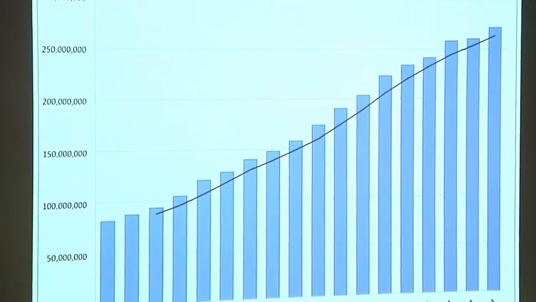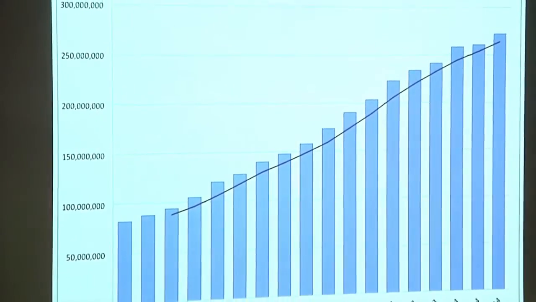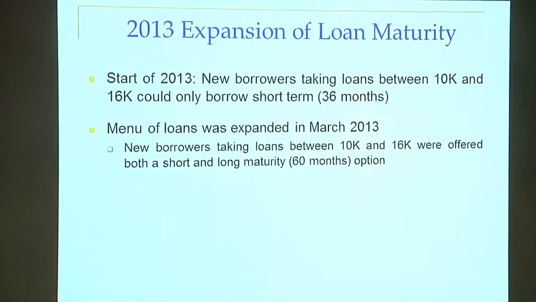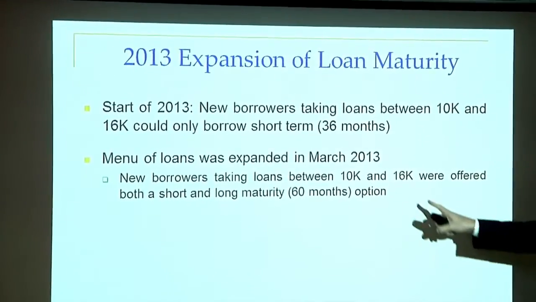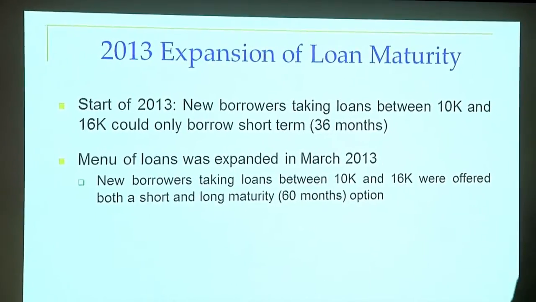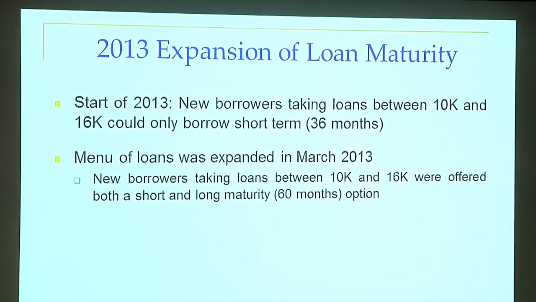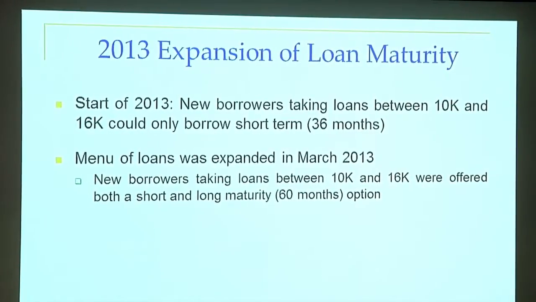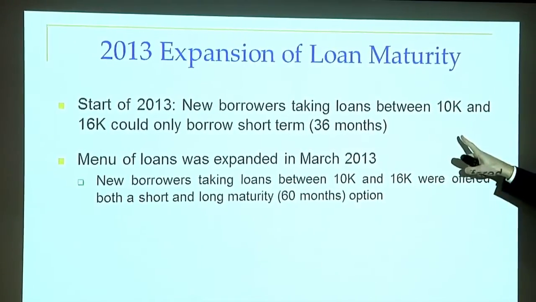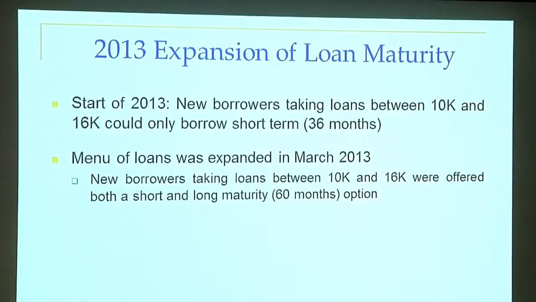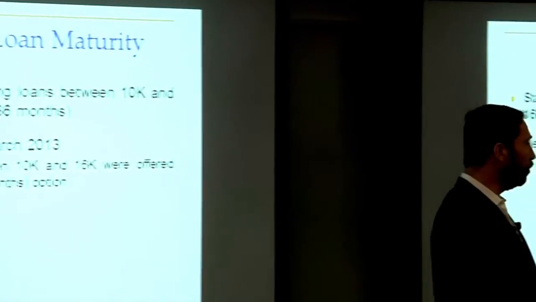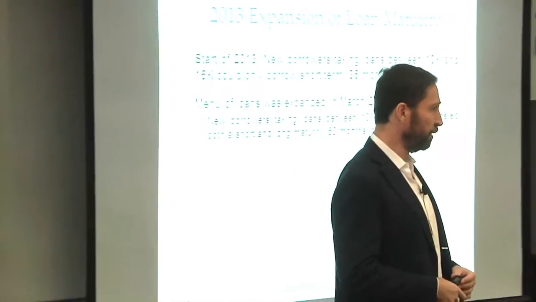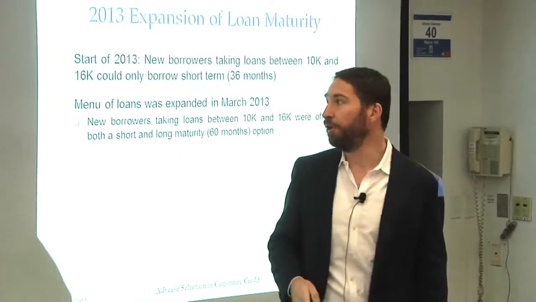Okay, so this is a pretty big deal just in and of itself. What's interesting for us is that starting in 2013, they conducted essentially a pseudo experiment on their platform. At the start of 2013, if you borrowed between $10,000 and $16,000, you could only take a short maturity loan. You were only allowed to borrow at 36 months.